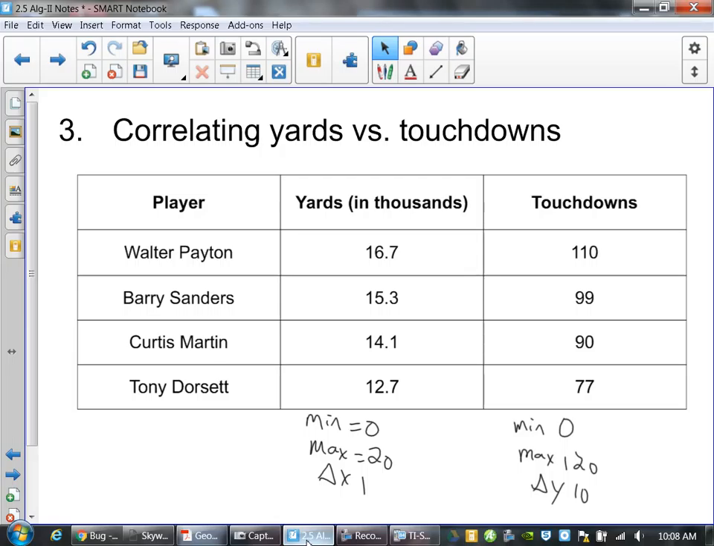Graph. Is there a positive correlation? You definitely think positive? So you're saying the more yards you have, the more touchdowns? Yep.